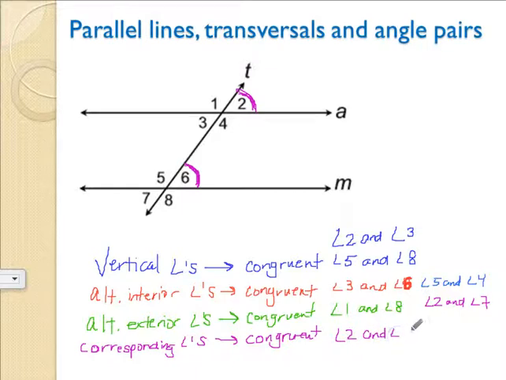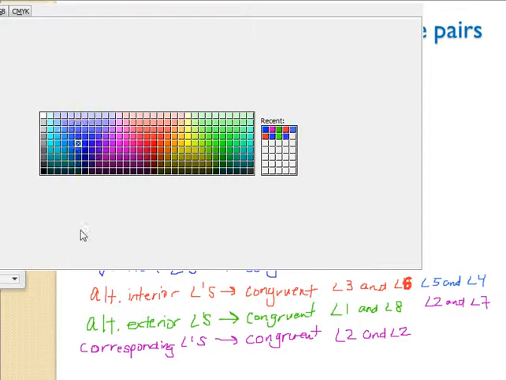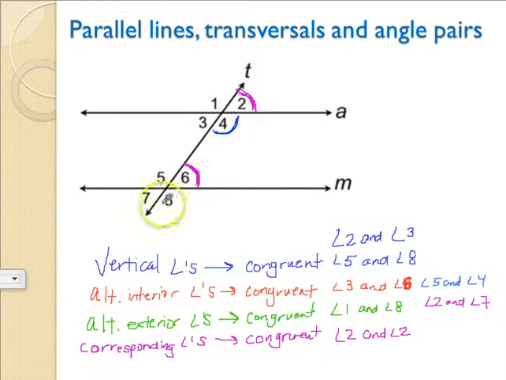There's lots of different angle pairs here. I'm only going to do a couple. So we've got angles 4 and 8. And then we've got angle 1 and 5, and 3 and 7.